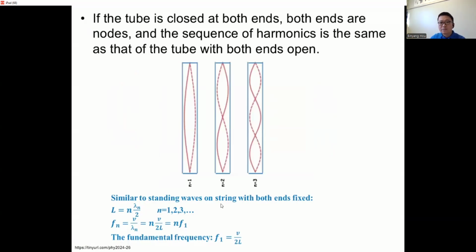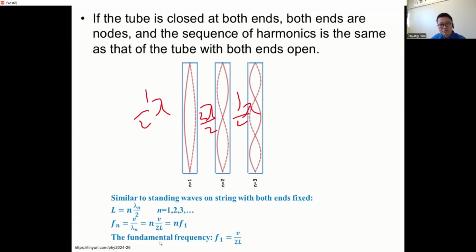If you have air columns with both ends closed, like a drum, this is what you create. For the first harmonic, you create a node at each end because they are closed, then an antinode in the middle. So this is again half of a wavelength. The second one is a full wavelength, which is 2/2, and the third one will be 3/2 of the wavelength. So again, this with two ends closed is the same as the string with two ends fixed.